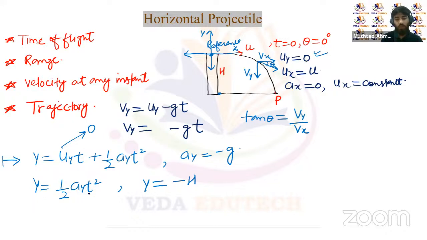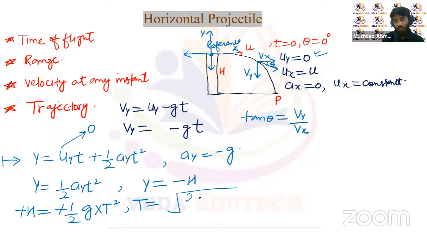We can substitute the value of y and a in these equations. So y is minus h, that will be equal to minus half g T square, right? And the time till it strikes back will be the capital T. That's the time of flight. So this minus and minus will get cancelled. From here, we can conclude that our time of flight will be under root of 2h over g. So the time of flight T is equal to under root of 2h over g.